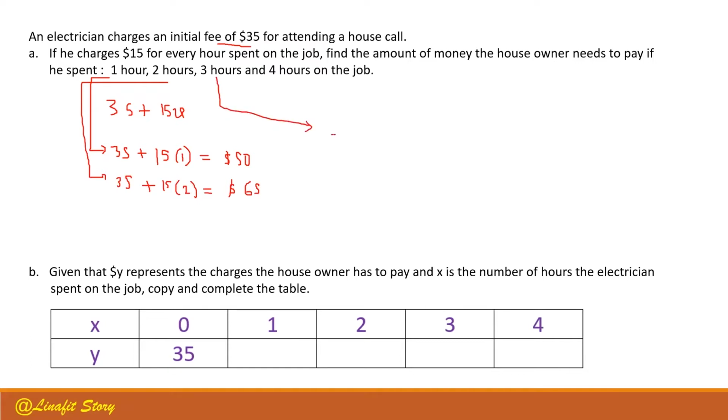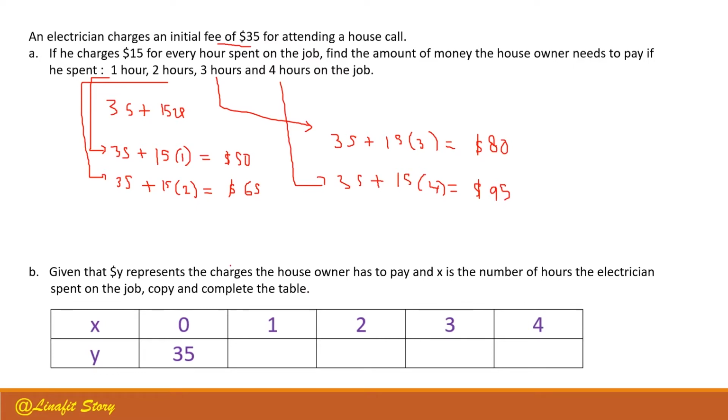3 hours, so 35 plus 15 times 3 is equal to $80. And the last one, 4 hours, so 35 plus 15 times 4 is equal to $95.